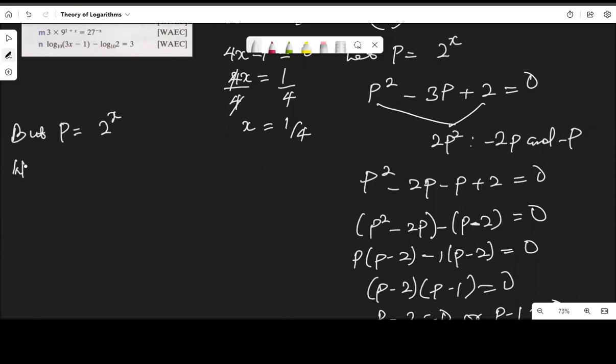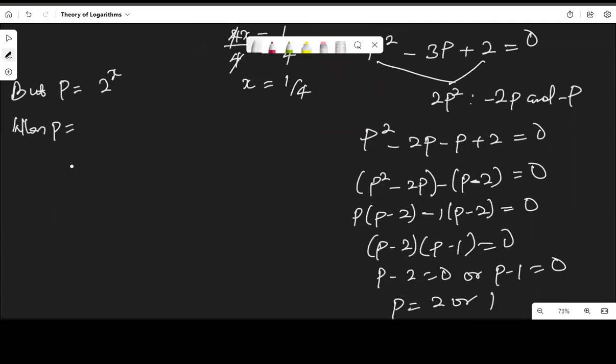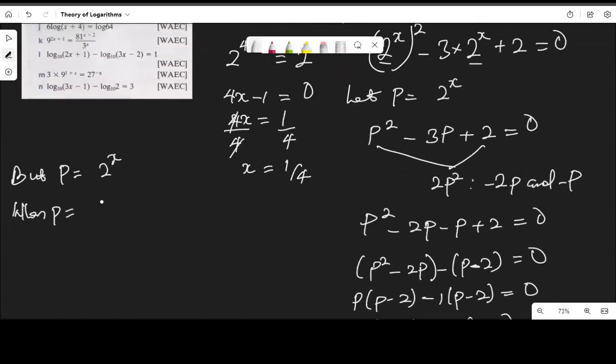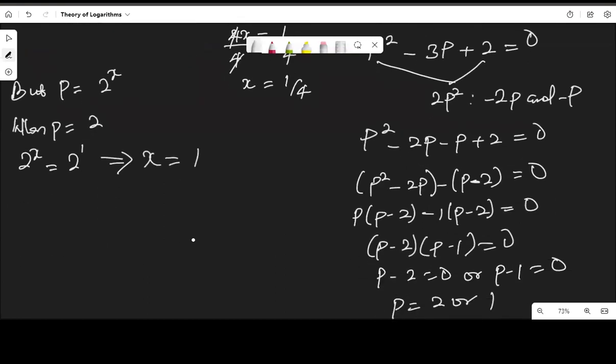So when p is, what were the values of p? 2 and 1. When p is equal to 2, that means 2 to the power of x is equal to 2. The power of 2 here is 1. Even when it is not written, we know that the power is 1. The bases are the same, so we equate the powers, x is equal to 1.